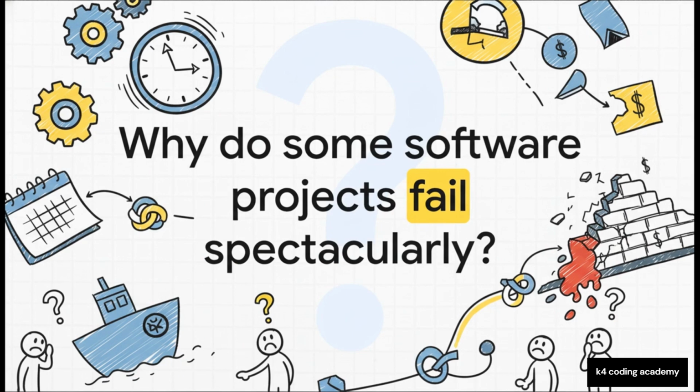But before we get to the solution, let's talk about the problem. We've all seen the headlines, right? A massive software project, years in the making, finally launches, and it's a complete disaster. It's way over budget, months late, and it doesn't even do the one thing it was supposed to. So why does this happen so often?